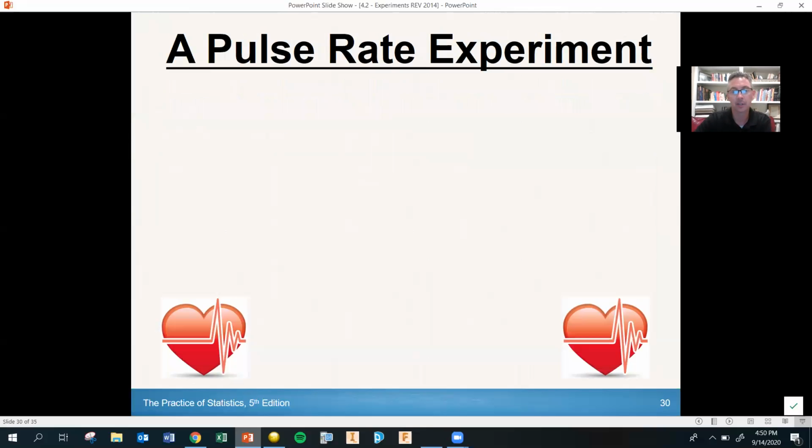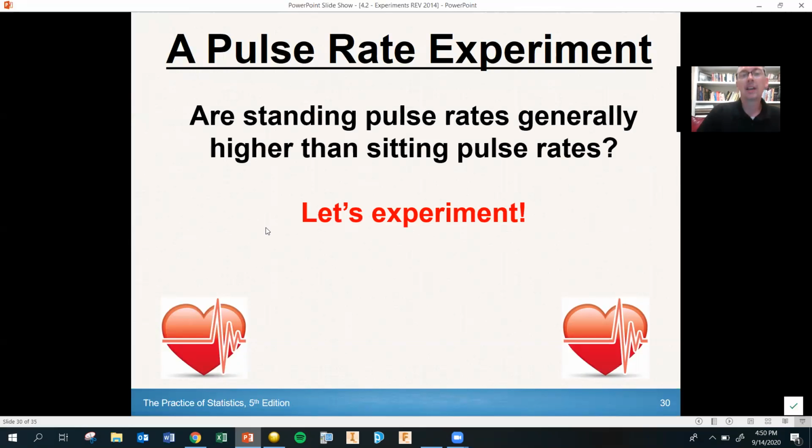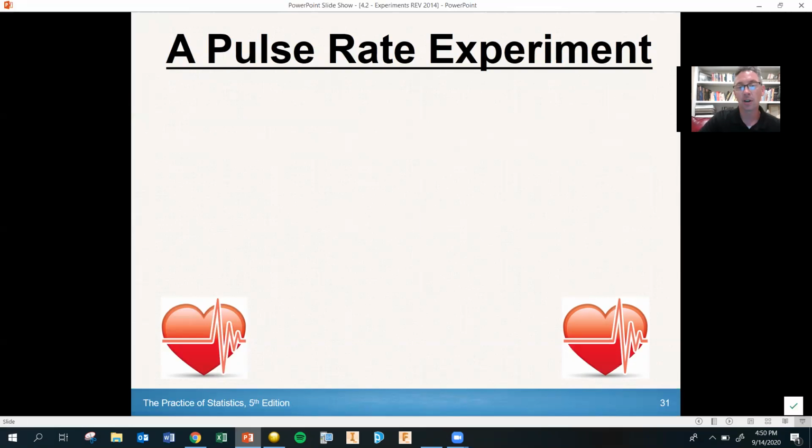So let's take a look. The experiment we did was a pulse rate experiment. The basic question was this: are standing pulse rates generally higher than sitting pulse rates? So I'm wondering, is your pulse rate when you're standing generally higher than your pulse rate when you're sitting? So the way the experiment started was this.